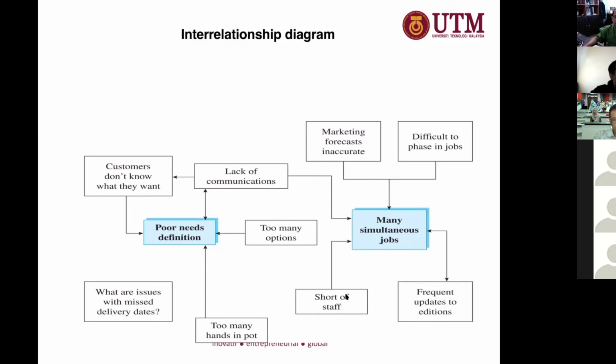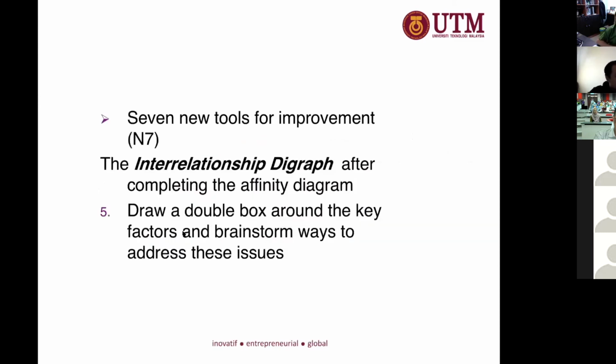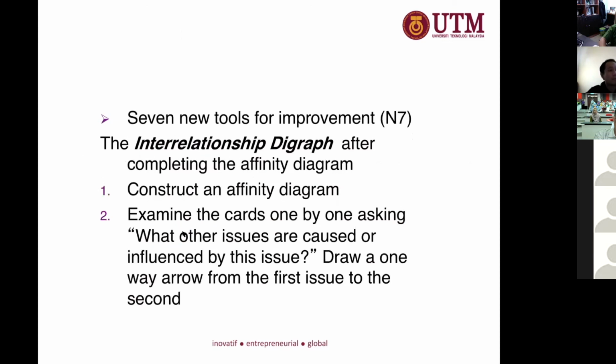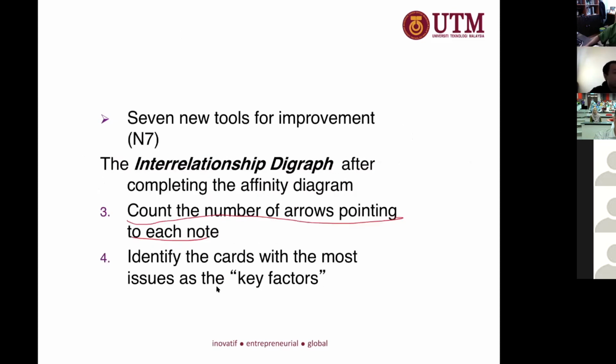Unfortunately, you see that lack of communication is also related to these two. Lack of communication is related to these two. So here you can see the interrelationship. So count the number of arrows pointing to each node. Identify the card with the most issues as the key factor. What is the key factor?